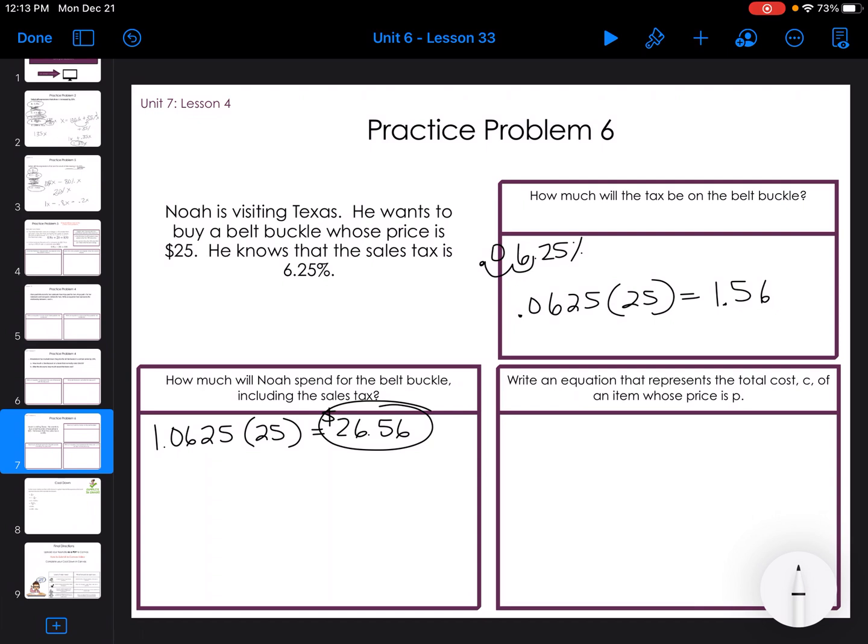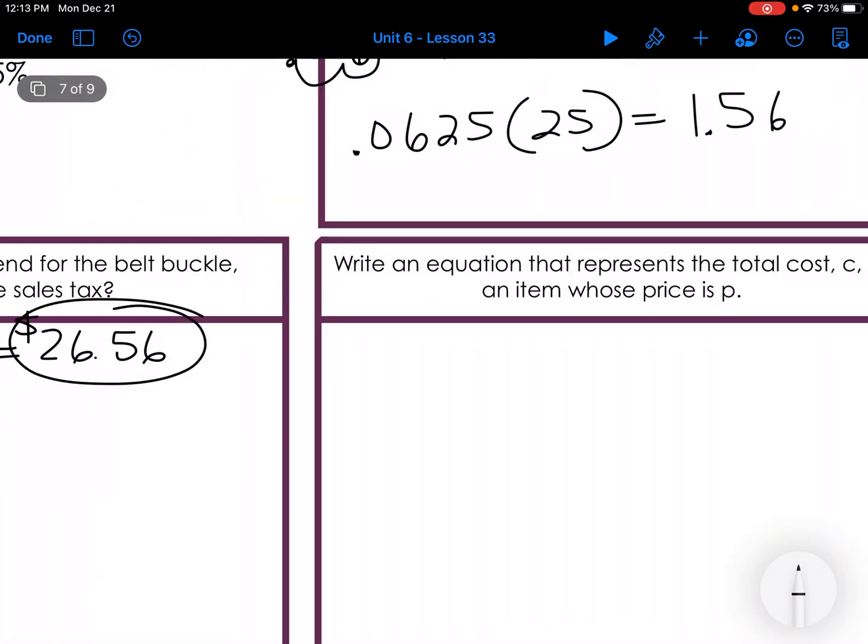The last one says, write an equation that represents the total cost of an item whose price is P. So the cost is going to be equal to, and they want the total cost including the tax, 1.0625 times the price. So the price of any item times 1.0625 is going to equal the cost.